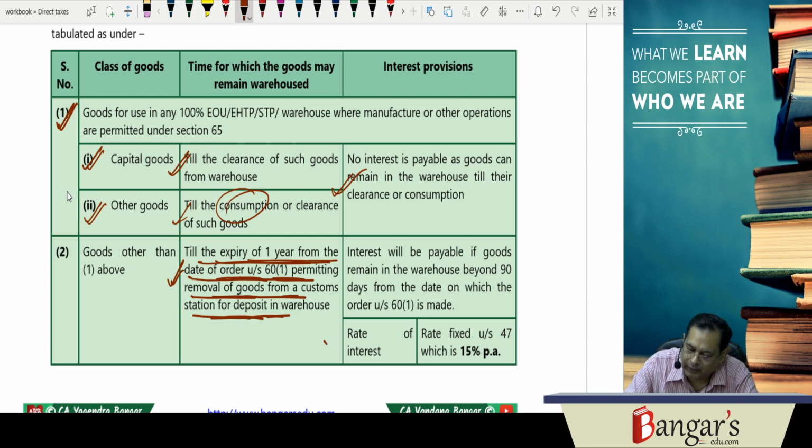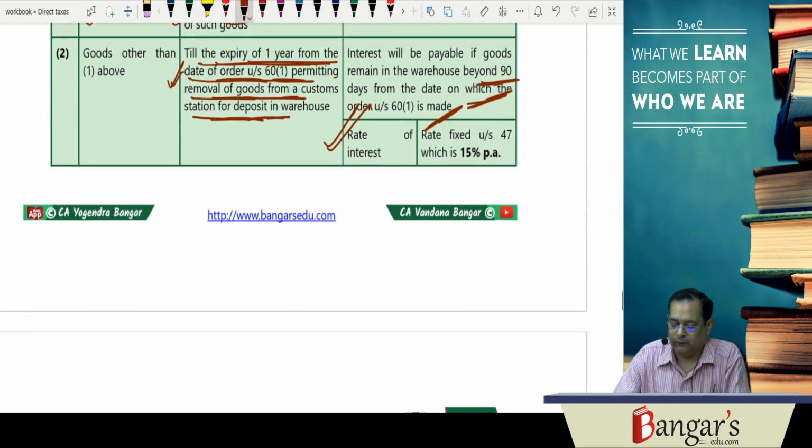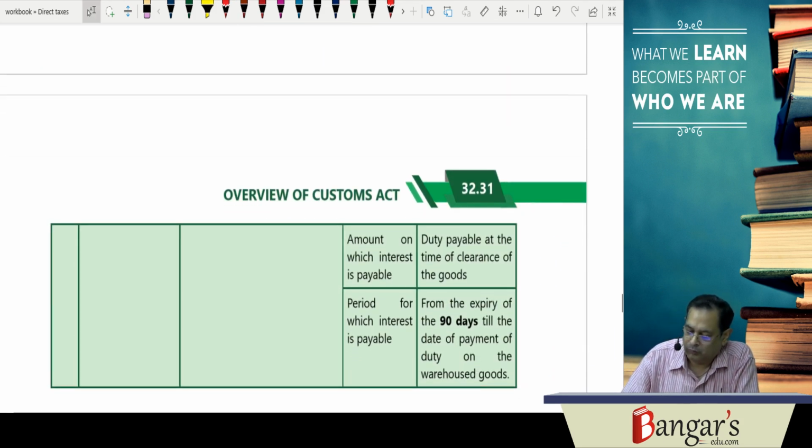Now, though the warehousing period is 1 year, interest will be levied beyond 90 days from the date when the order permitting clearance of the goods has been made. Though the warehousing period is 1 year, interest will be levied after the expiry of 90 days on the duty element at the rate of 15% per annum. So, from the expiry of the 90 days till the date of payment of duty, this interest will be leviable.